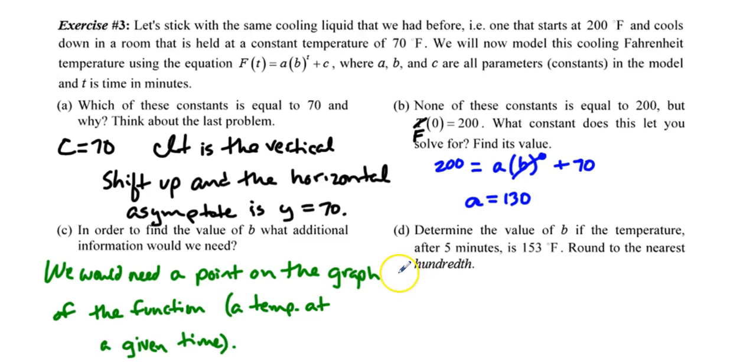Okay, so they're going to give us that. So they're saying, all right, after 5 minutes, it's all the way down to 153. So this thing is cooling rapidly. Let's now go ahead and find out what B is.